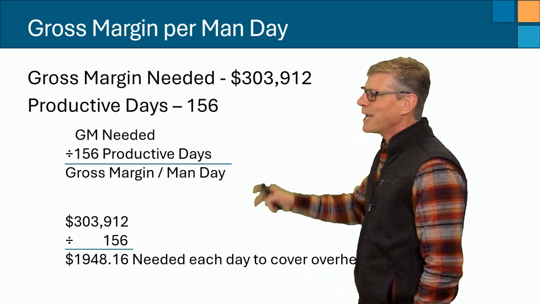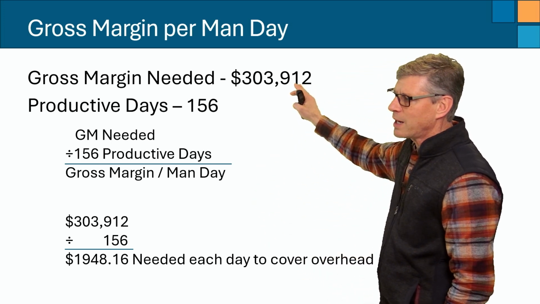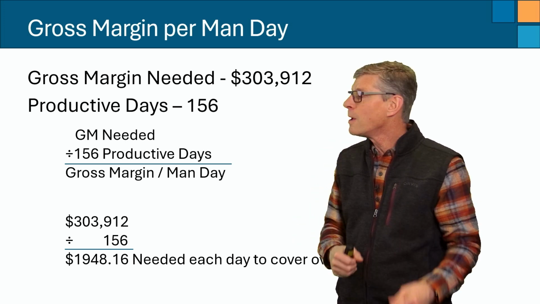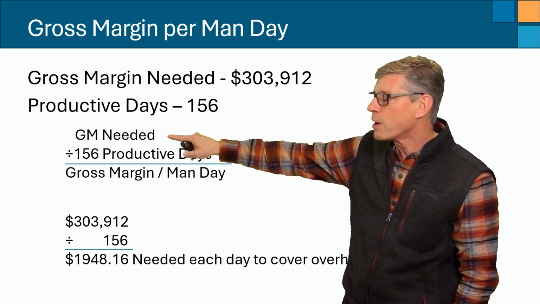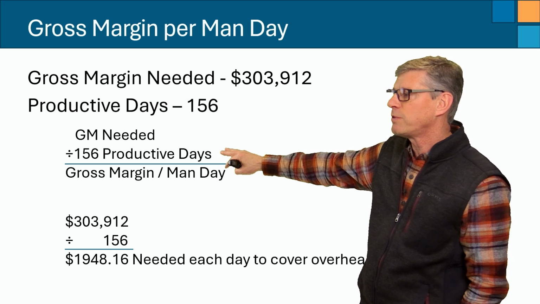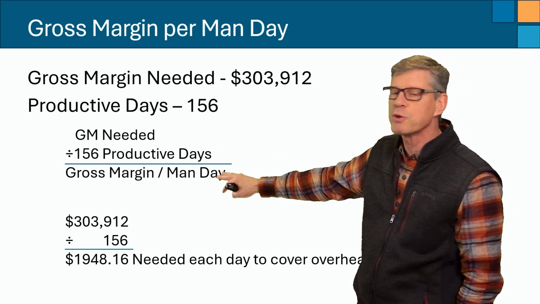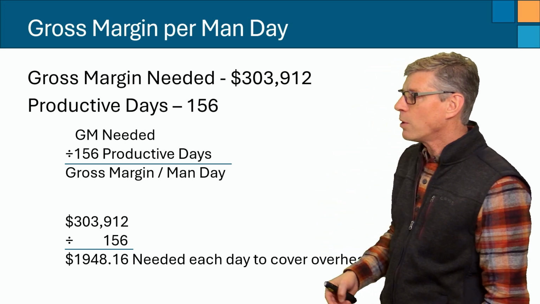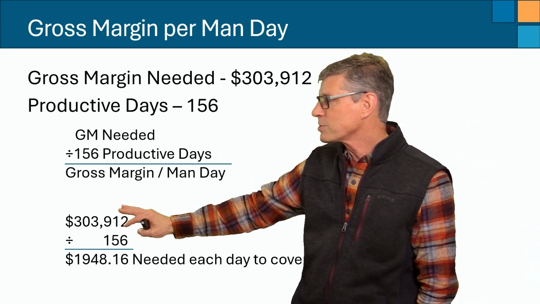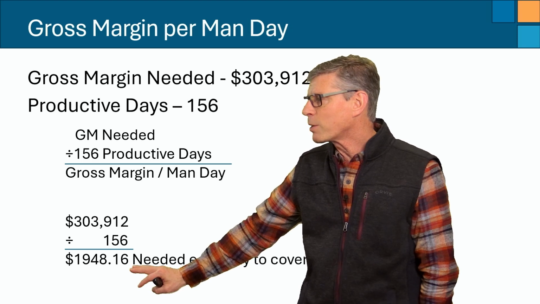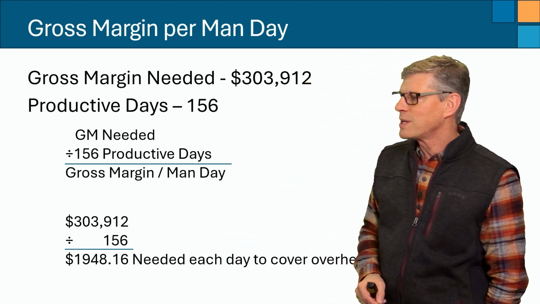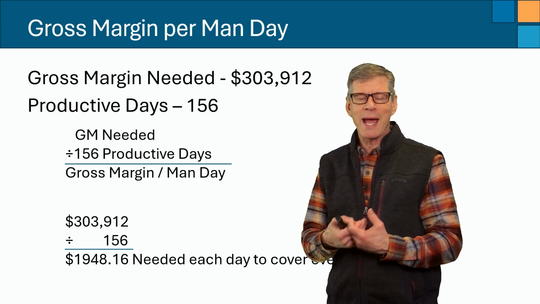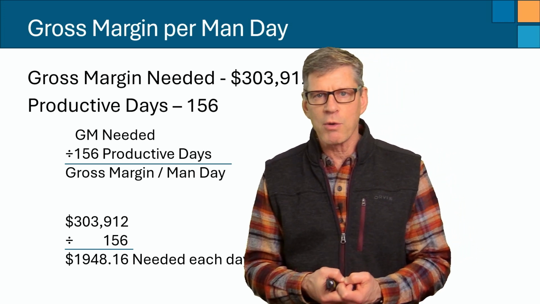So now I'm going to take that $303,912 gross margin that I need just to cover my cost of operation. That's my required gross margin, and we're going to divide it by those 156 productive days. That'll give me my gross margin per man day. So at this point, I'm going to take that 303,000 divided by 156. My gross margin per man day is $1,948.16.